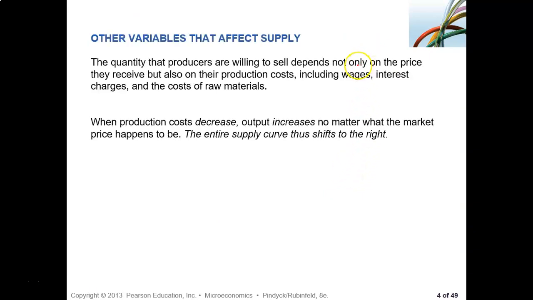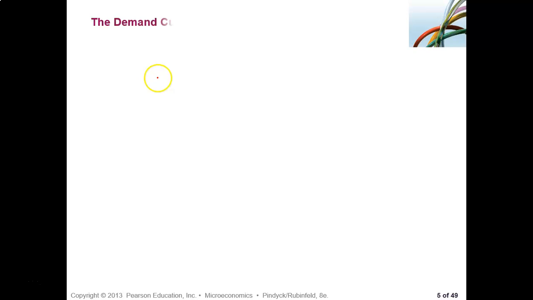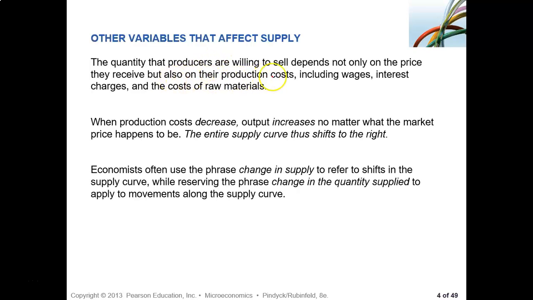Now other variables that affect supply. The quantity that producers are willing to sell depends not only on the price they receive, but also on their production cost, including wages, interest charges, and the cost of raw materials. So these are the three different components of cost. When any of these components change, the cost will change, and as we have seen in the previous slide, the supply curve will shift. Now, if cost of production increases, supply will shift to the right, supply will increase.